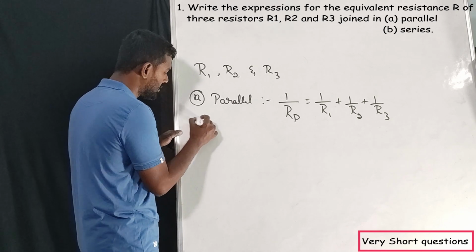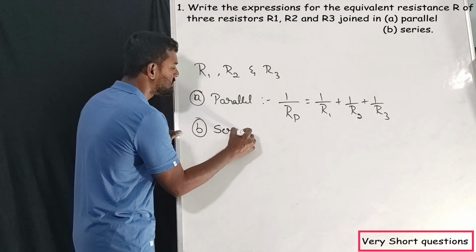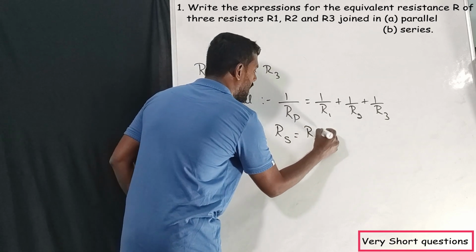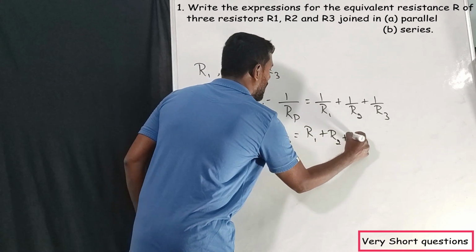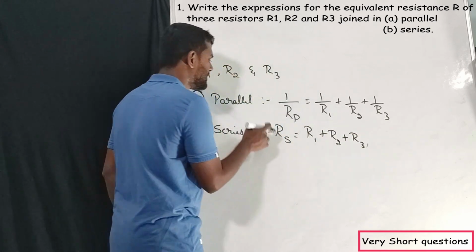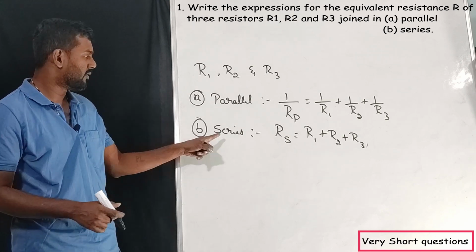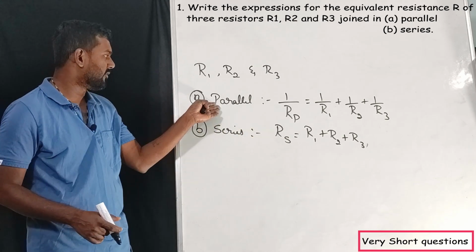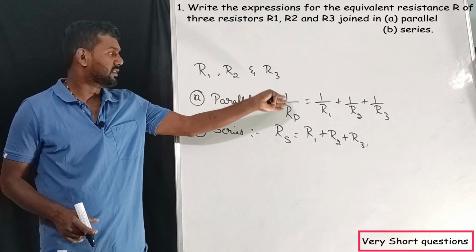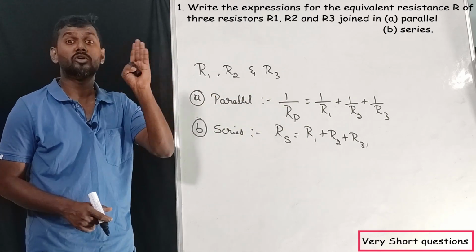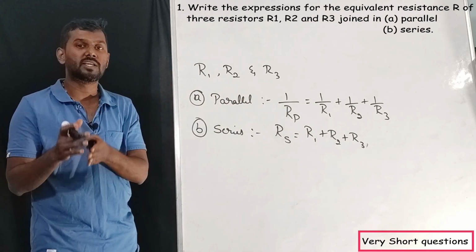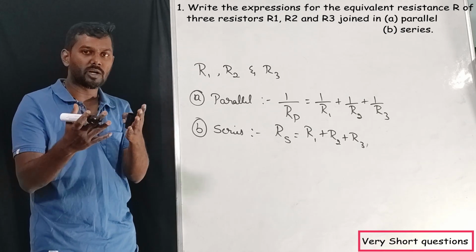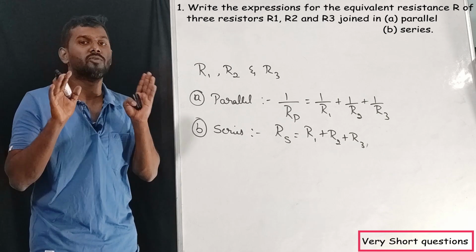Now the second one: when it is in series, Rs is equal to R1 plus R2 plus R3. So these are the formulas to find it. If the resistances are in series, we use this formula to find the answer. If the resistances are in parallel, we use this formula. How to use it and how to get the answer is all explained in the numericals video. If you look into it and learn it, then definitely you will understand.